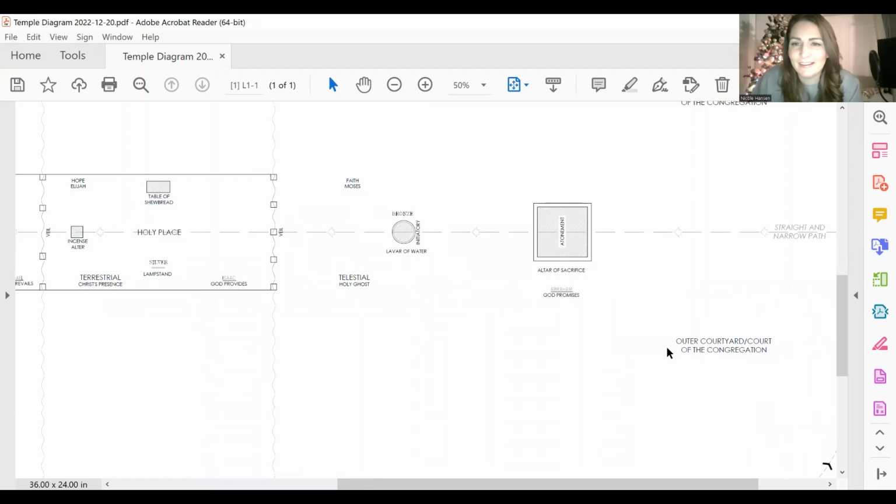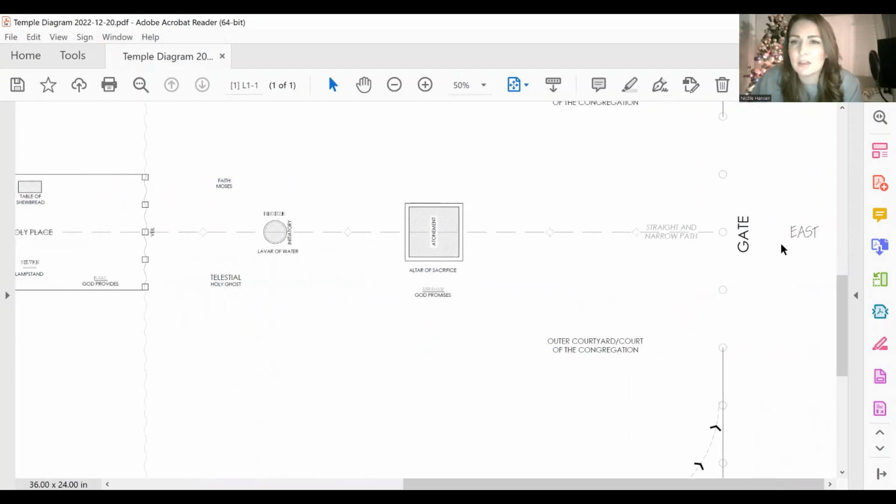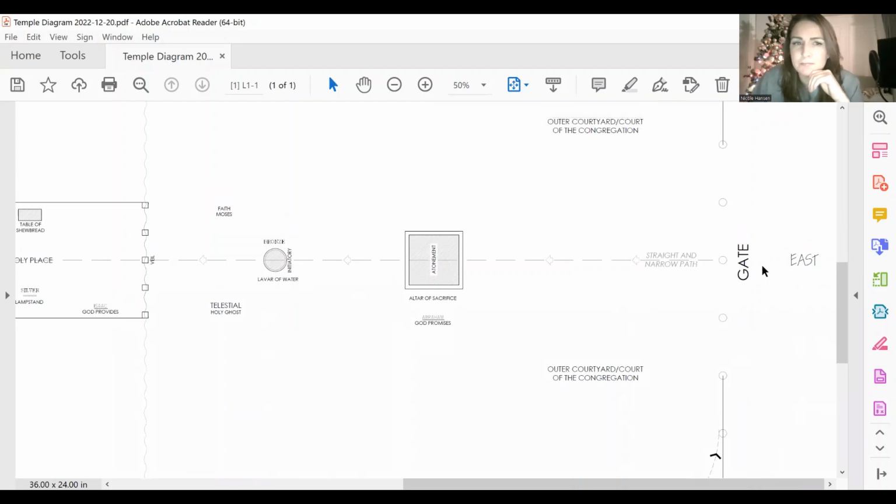Sorry, I'm trying to learn how to use this at the same time. So you enter at the gate, right? That's symbolic of baptism. And I think I forgot to write that here. Yes, I did. I apologize. Maybe I can fix that and put it back on. So baptism, you enter at the gate, a straight and narrow path. And then we come to the altar of sacrifice, which is atonement. And then we have the laver of water, which is similar to our initiatory now.